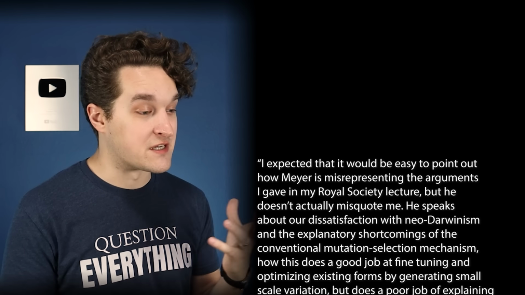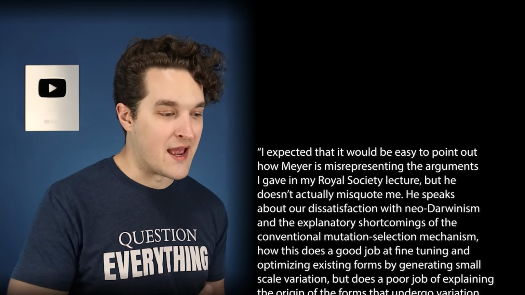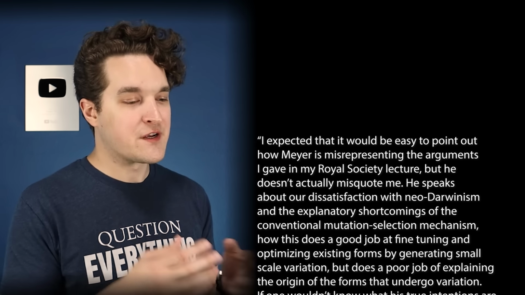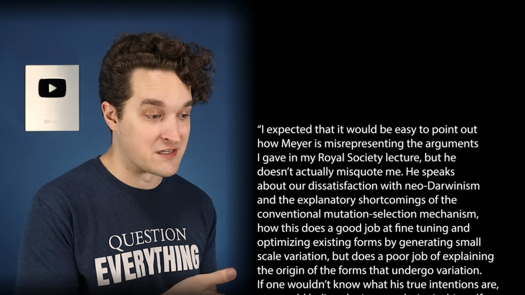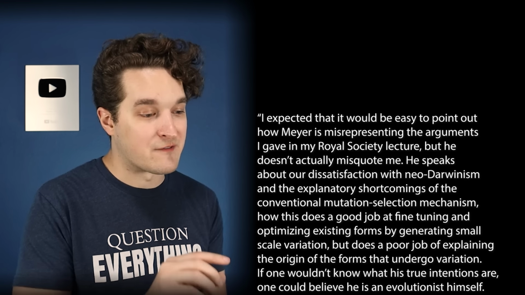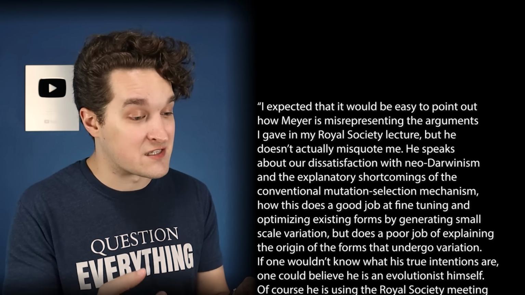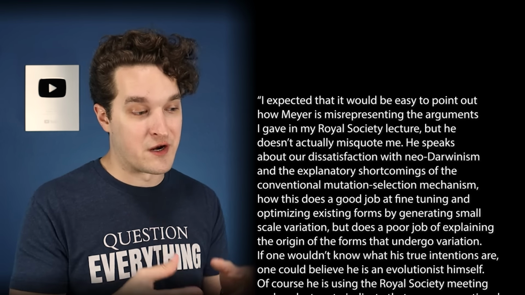He speaks about our dissatisfaction with neo-Darwinism and the explanatory shortcomings of the conventional mutation selection mechanism. How this does a good job at fine-tuning and optimizing existing forms by generating small-scale variation, but does a poor job of explaining the origin of the forms that undergo variation. If one wouldn't know what his true intentions were, one could believe that he is an evolutionist himself.